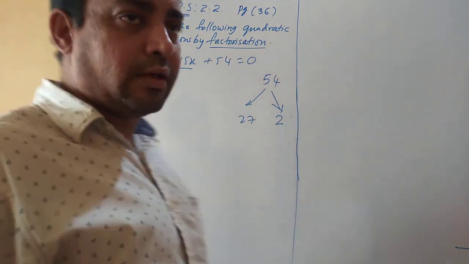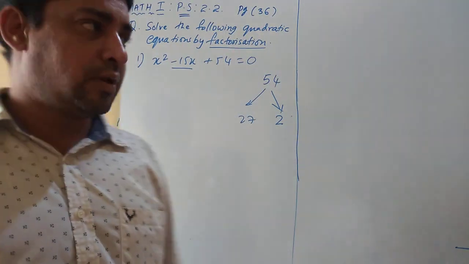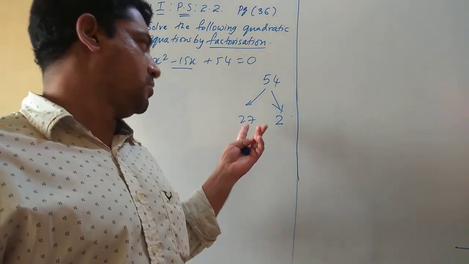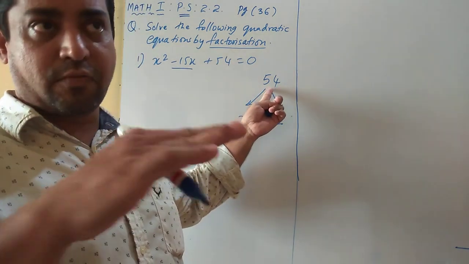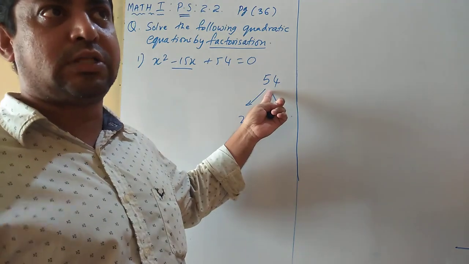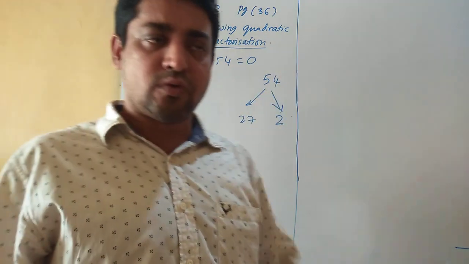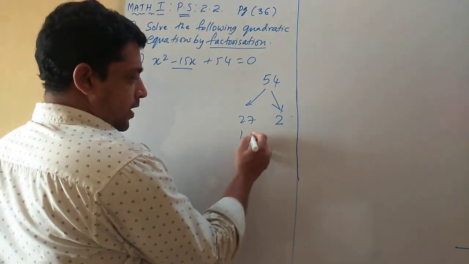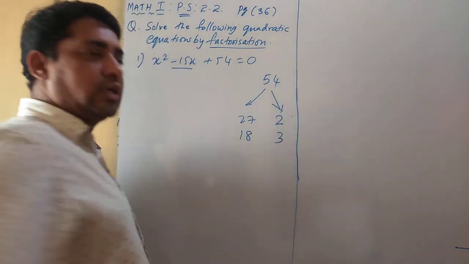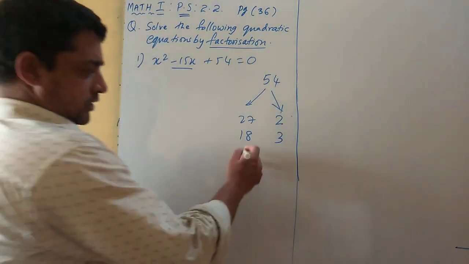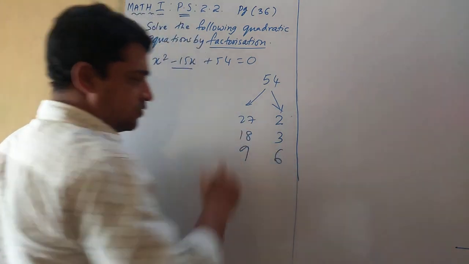Okay, I don't think many of you know the table of 27, but if you are good enough, you can just half it, 54. Okay, half of that is 27. So 27 times 2 is 54. Again, 18 times 3 is 54. Next, 9 times 6 is 54.